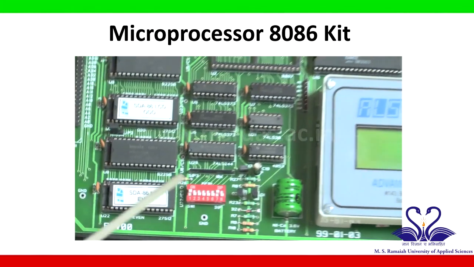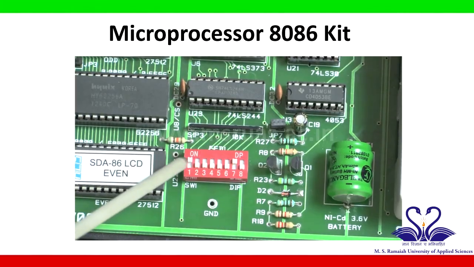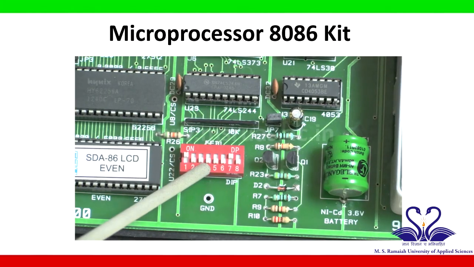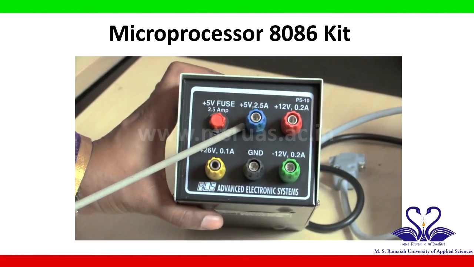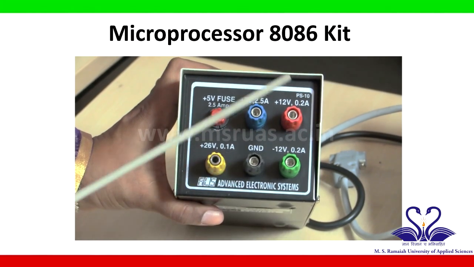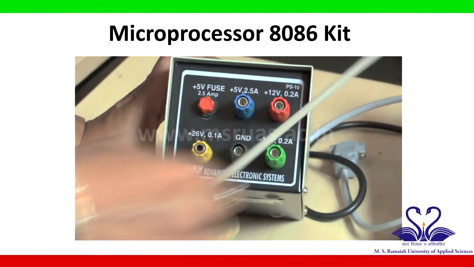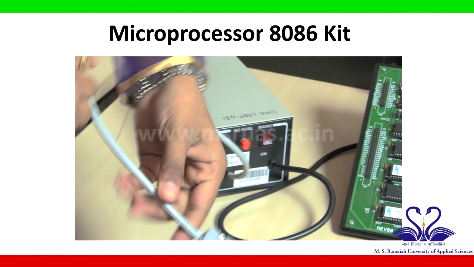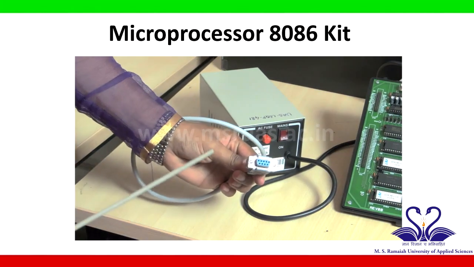Amongst the 8, 1 and 7 will be on for keyboard connection, and 1 and 5 will be on for serial communication. This is a power supply which consists of 5 volt supply, ground, plus 12 volt and minus 12 volt supply. Behind there is a knob provided in order to connect it to microprocessor kit.